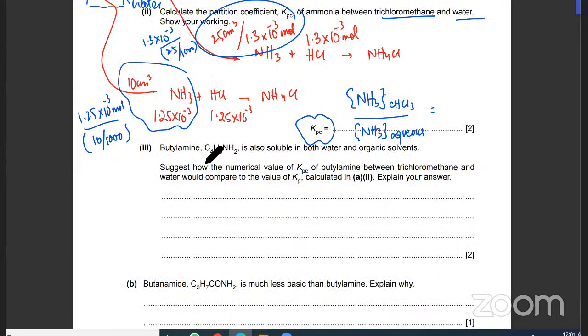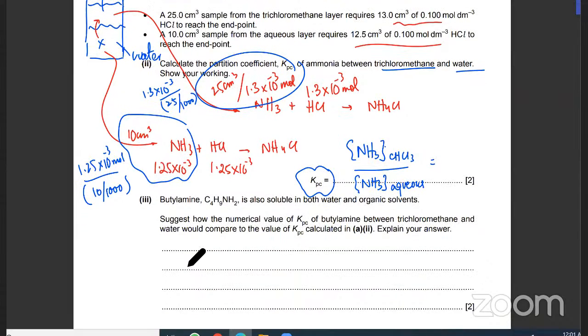But did anyone try to calculate this? How are we supposed to know which solvent needs to be in the numerator and which in the denominator? That's what I said: when it's written like this, calculate the KPC of ammonia between trichloromethane and water, the first one that comes is the one in the numerator, and the other one is in the denominator.